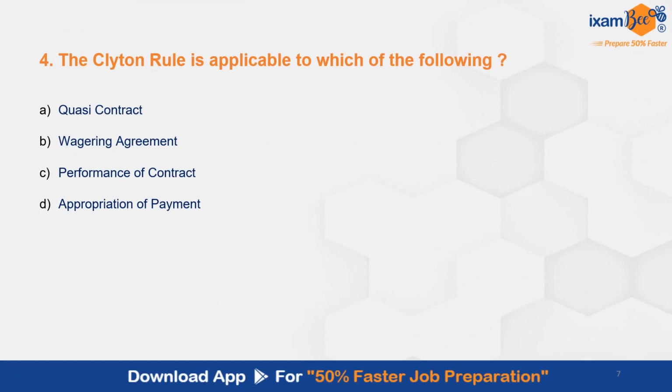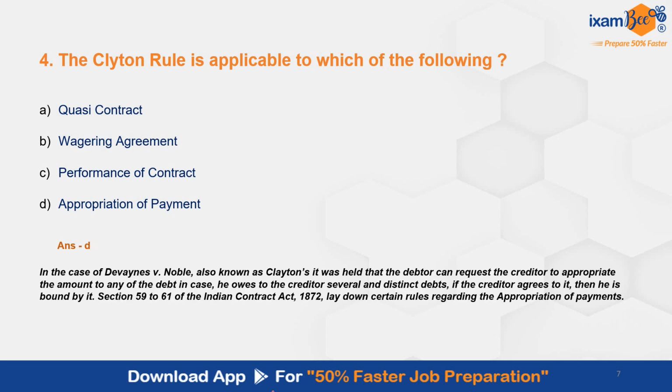Question number 4. The Clayton rule is applicable to which of the following? The correct answer here is D. Appropriation of payment. In this case, also known as Clayton's case, it was held that the debtor can request the creditor to appropriate the amount to any of the debts in case he owes to the creditor several and distinct debts. If the creditor agrees to it, then he is bound by it. Section 59 to Section 61 of the Indian Contract Act lay down certain rules regarding the appropriation of payments.